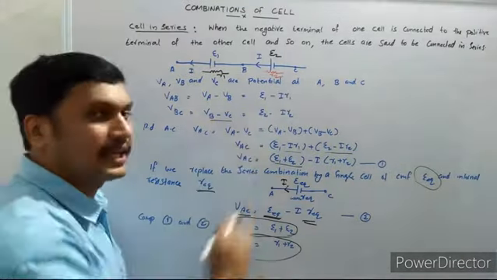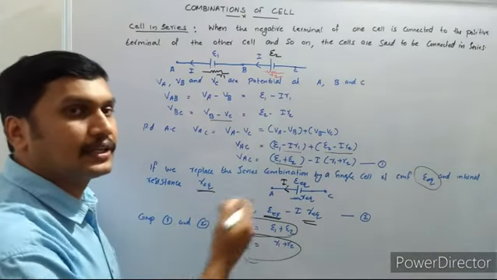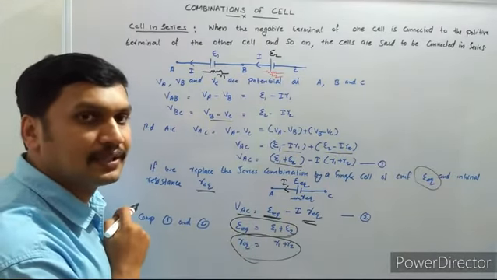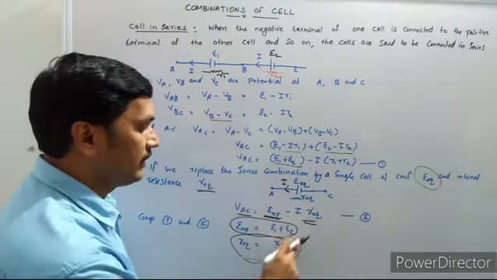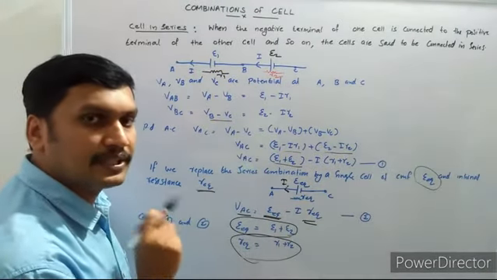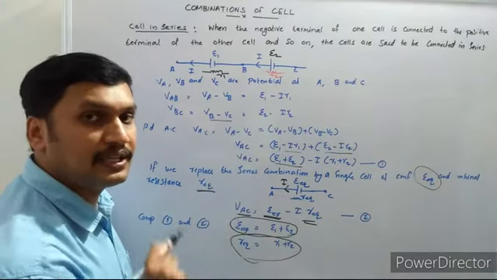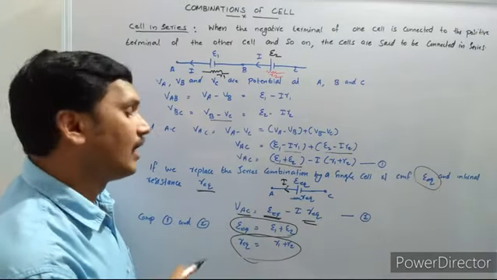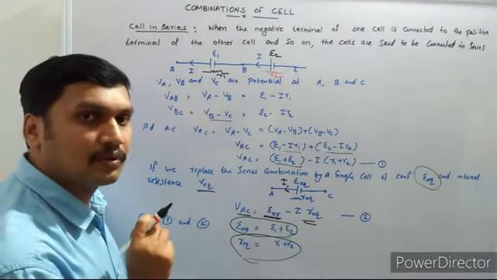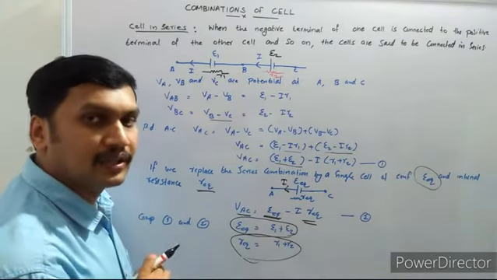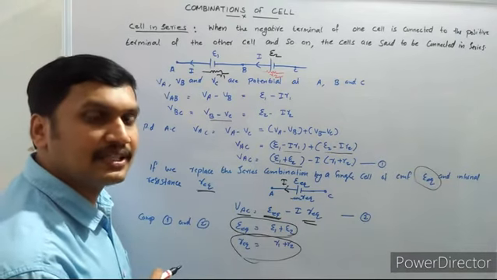If n cells are connected in series combination, the current drawn from every cell is the same because they are connected in series. And the effective value of EMF can be written as E1 plus E2 plus etc. up to En if n cells are connected. And the effective value of internal resistance is R1 plus R2 plus etc. up to Rn if n cells are connected in series combination.